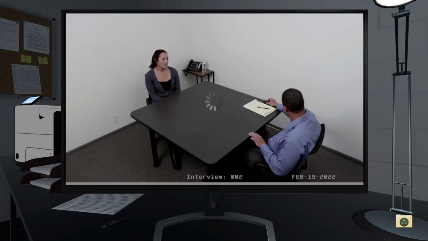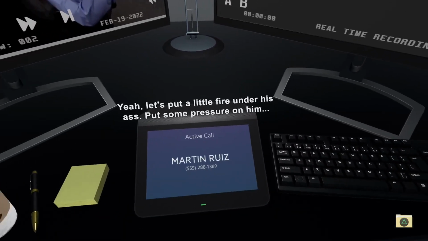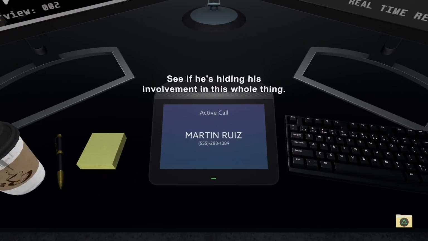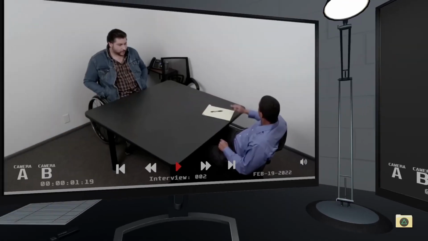Okay, I like that approach. Yeah, let's put a little fire under his ass. Put some pressure on him, see if he's hiding his involvement in this whole thing. I like that. All right, let me go grab him, and we'll get things up and running in just a sec, okay? Okay, bye.